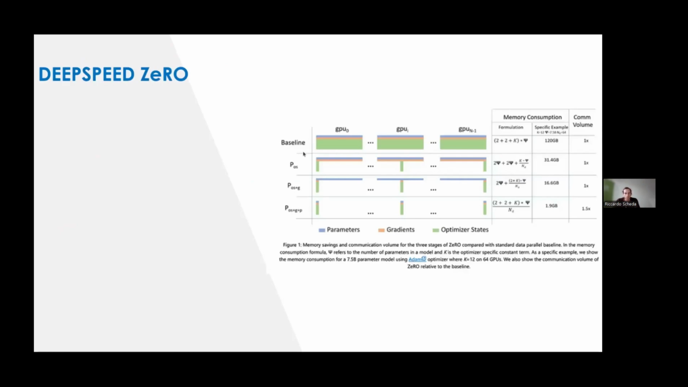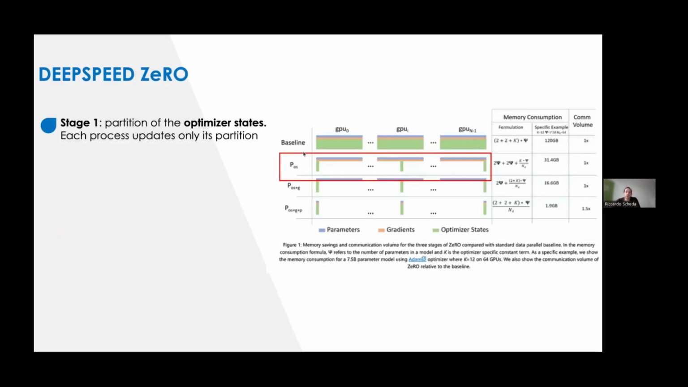So let's talk about ZeRO. If we take only stage one of DeepSpeed ZeRO, what we divide is only the optimizer states, in the sense that the parameters and the gradients remain replicated equally on all of the GPUs that we have, but the only thing that we split are the optimizer states.